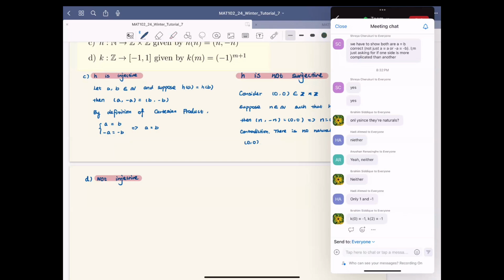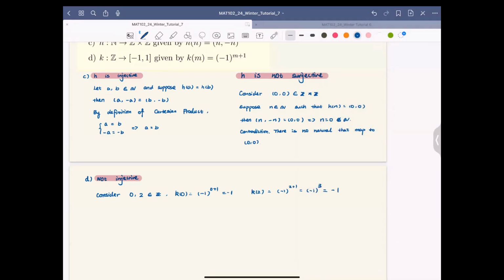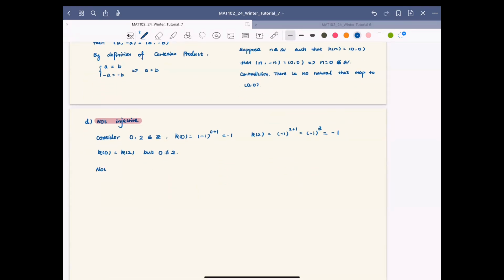Yeah, exactly. So for example, consider 0, 2 in integer. k of 0 equals -1 to the power of 0 plus 1, which is -1. k of 2 is -1 to the power of 2 plus 1, which is -1 to the power of 3, and this is also -1. So we have k of 0 equals k of 2, but 0 does not equal 2. So it's not injective. It's also not surjective.